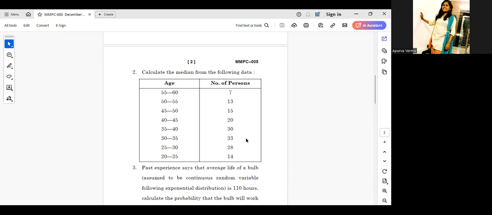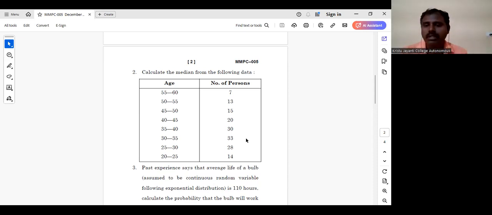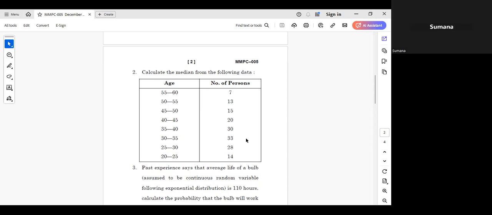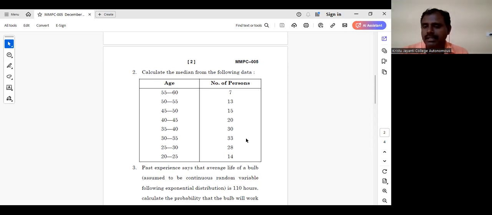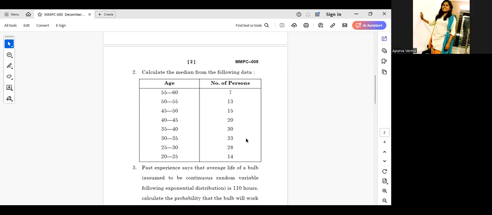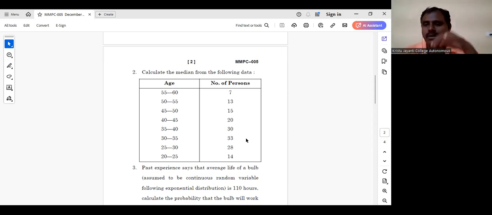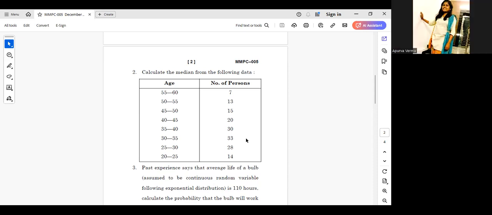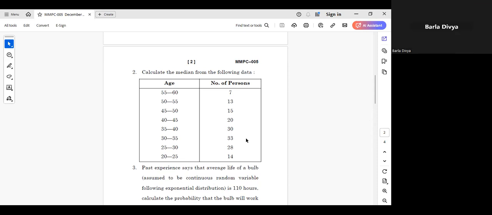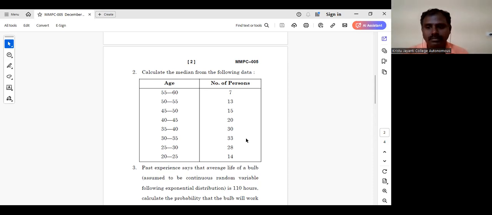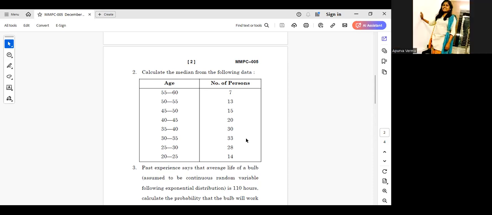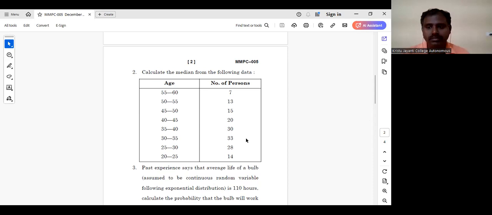What is the C value? Sir, where do we put the C value? Wait. What is the formula you have? L plus N by 2 minus PCF by F into I. Oh, okay, I only. So what is the value of I? I is the size of the median class. Yeah, 5. So 5 is the I value.